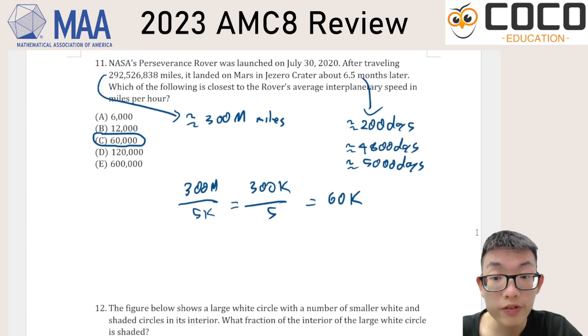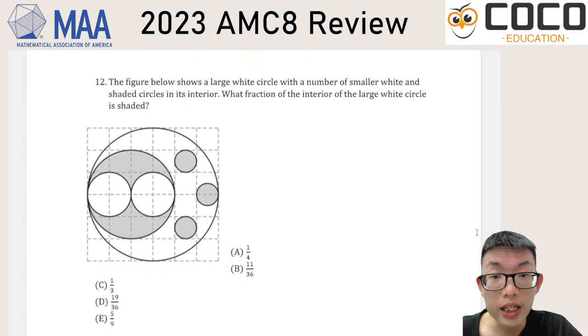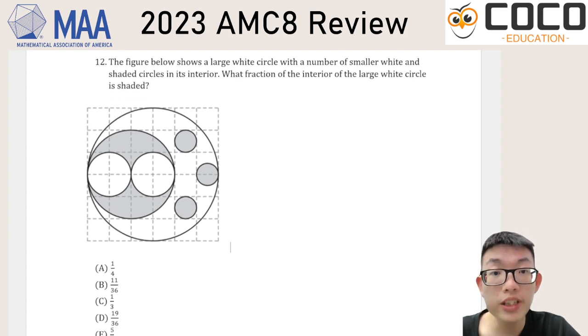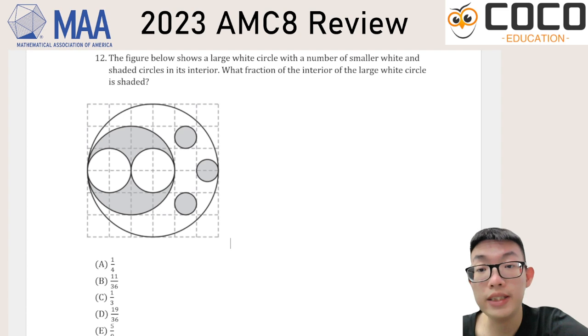Question 12. The figure below shows a large white circle with a number of smaller white and shaded circles in its interior. What fraction of the interior large white circle is shaded?